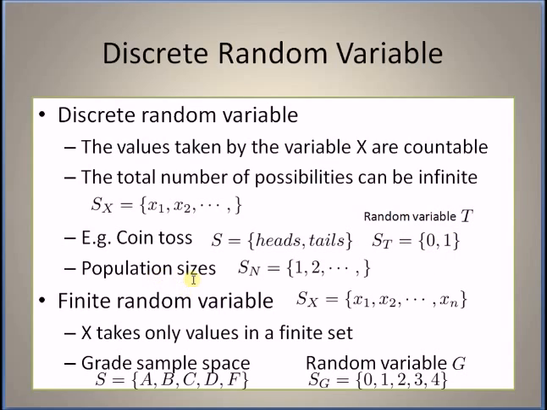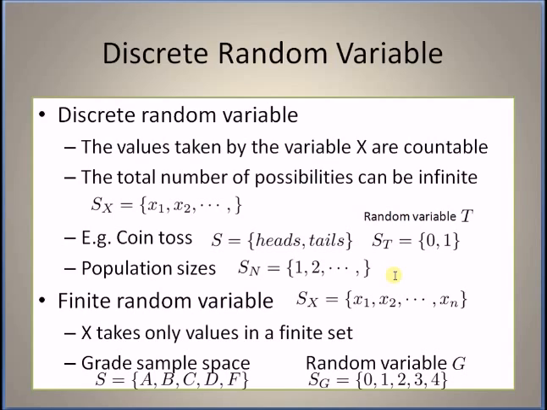Another example is population size, for example, in a city or a town or a country. So the population size is a discrete random variable. There cannot be anything like 4.5 people or 10.5 people. The total population is also integer valued. So it's a discrete random variable that takes only integer values. In other words, the random variable is definitely countable.